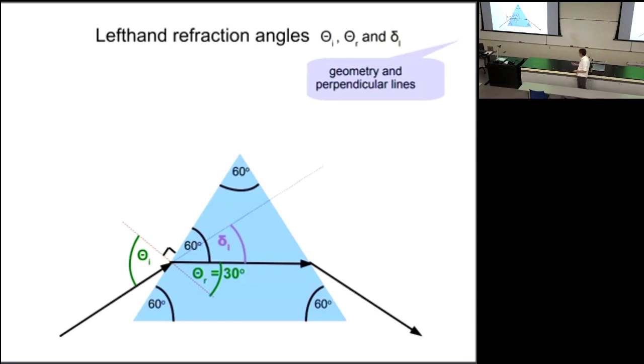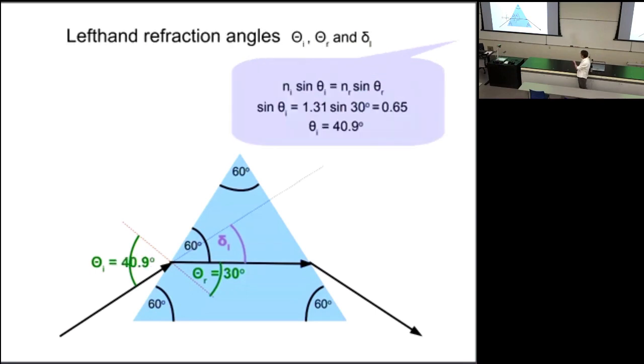Once you know the refracted angle, well, the law of refraction, I've written it all out up here. You can check it later. If you know the refracted angle and you know the refractive indices, we know the refractive index of ice is 1.31. We know the refractive index of air, we'll just call it 1. It's not exactly 1, but it's very close to it. We know the refracted angle is 30 degrees, so you can calculate the incident angle. I just used the law of refraction to calculate the incident angle. It came out to be 40.9 degrees. So now I've got this angle, theta I.